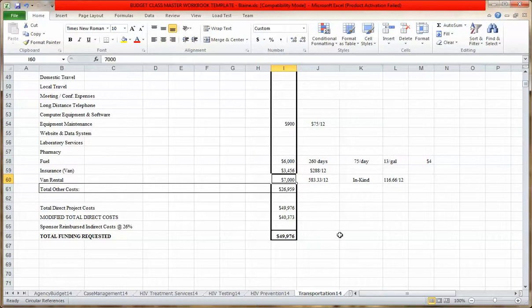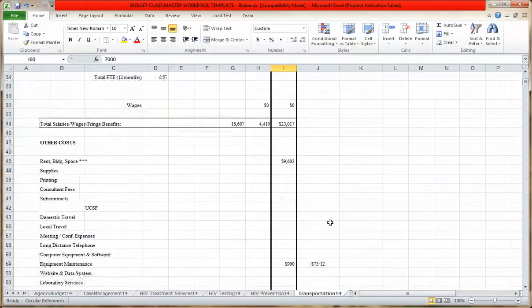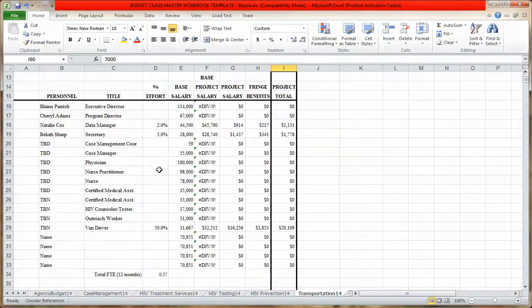So now you can see that our budget is $49,976. You see my assumptions here so that when I write my budget justification, I'll have it. You can see my personnel here at the top. I have the individuals. This person, if you want to do your justifications here, you can also do it.